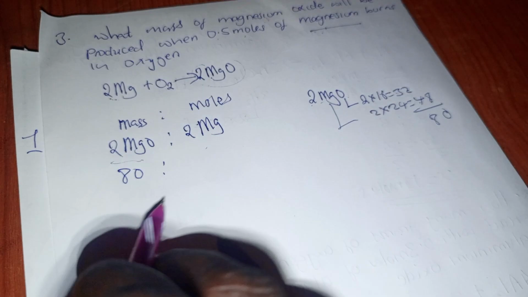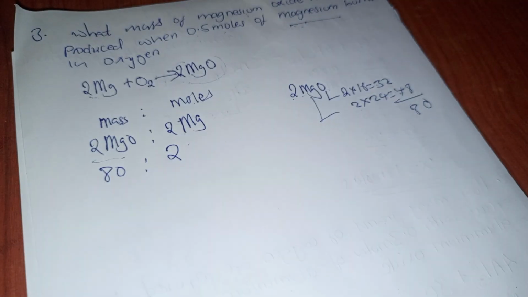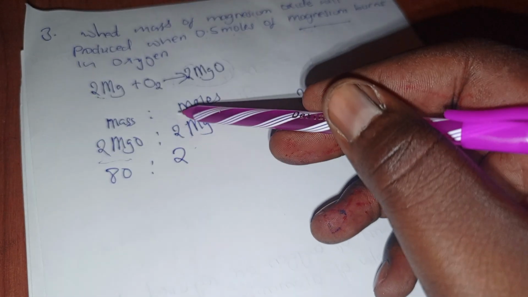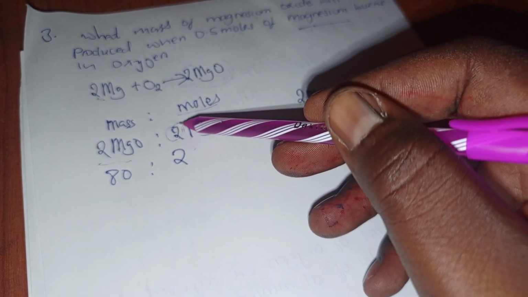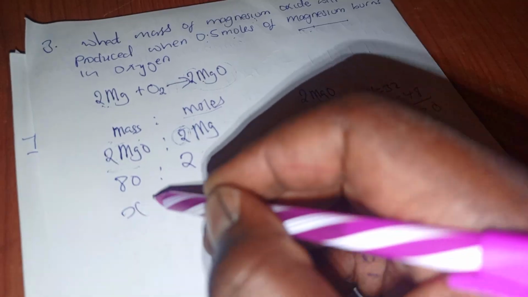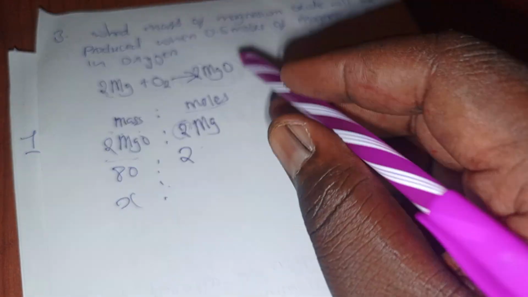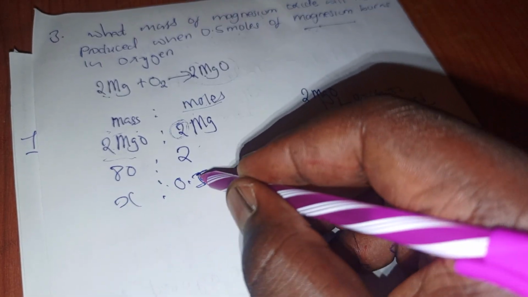Then for the number of moles, here is moles, so the number of moles is 2. Don't forget we are doing mass to mole or mole to mass, because here we have a number of moles. So this number represents the number of moles, and here we need to find the mass. For magnesium oxide, I put X here. Then here we have 0.5 moles. So cross multiply.